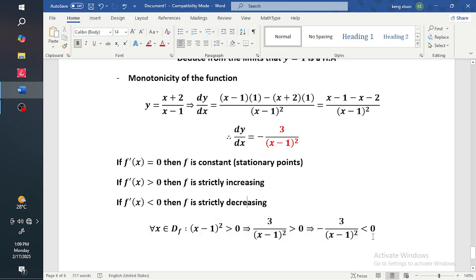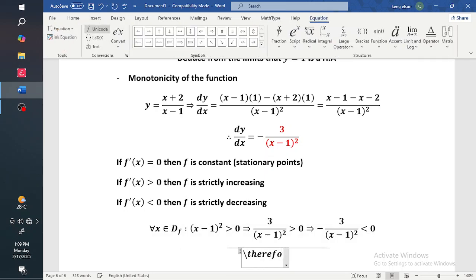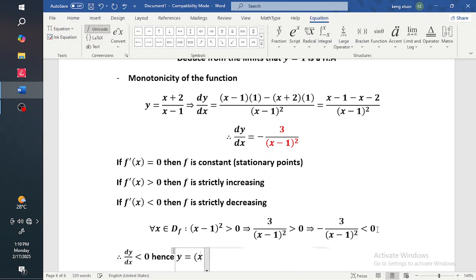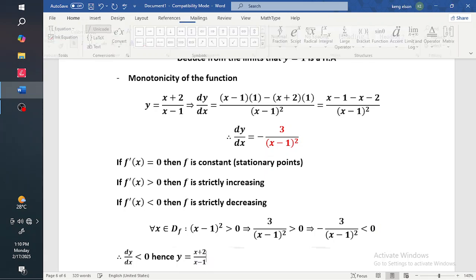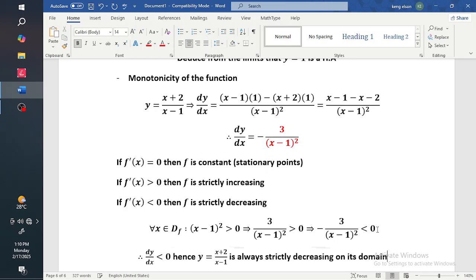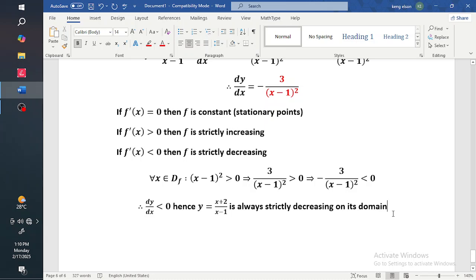Very important. So we can conclude that dy/dx is less than 0. Hence, the function y = (x + 2)/(x - 1) is always strictly decreasing on its domain. So this is the monotony of the function.